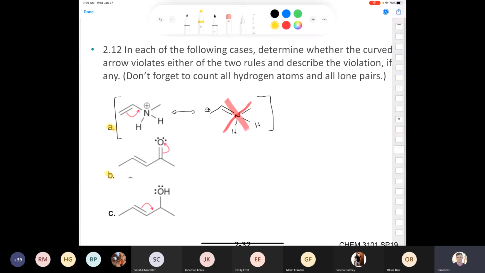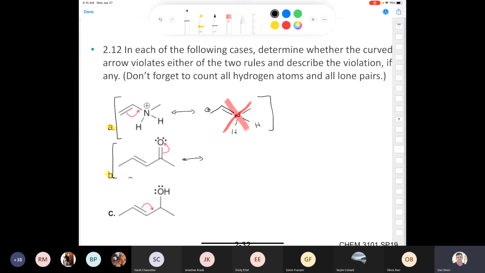What about the second one? Is there a violation in the second one? No. There's no violation in this one, not at all. There's nothing wrong with this arrow, okay?